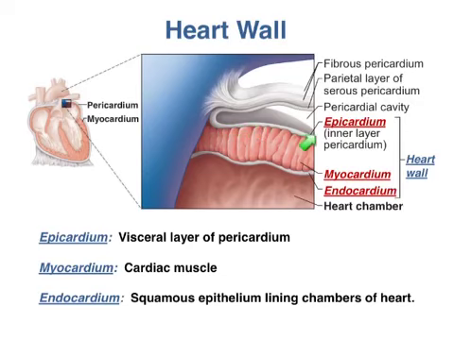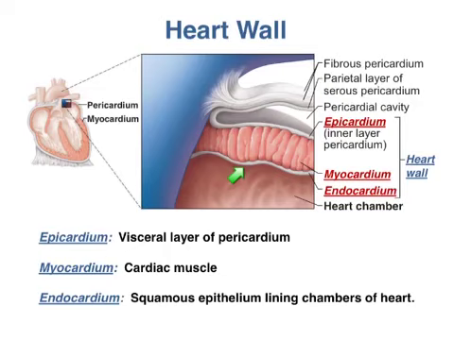The endocardium is continuous with the simple squamous epithelium that lines your blood vessels. In the blood vessels, it's called endothelium. When you get into the heart, it's called endocardium. And this endocardium is also what covers the valves of the heart, the little flaps that prevent backflow of blood in the wrong direction.